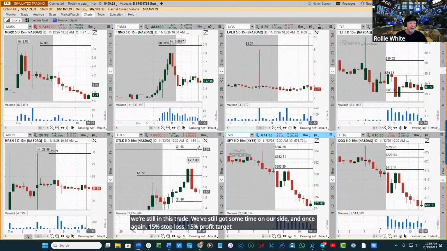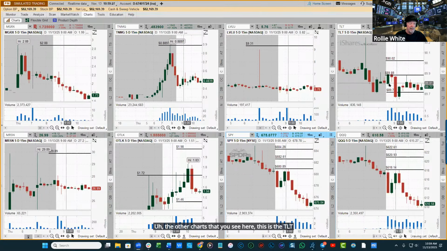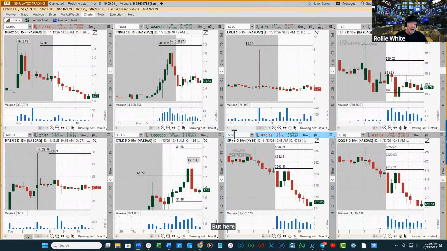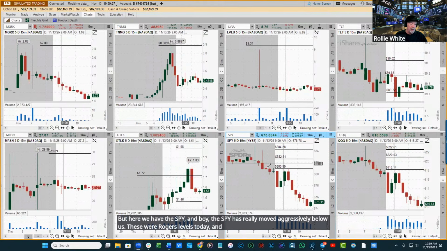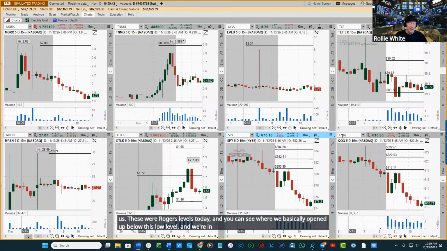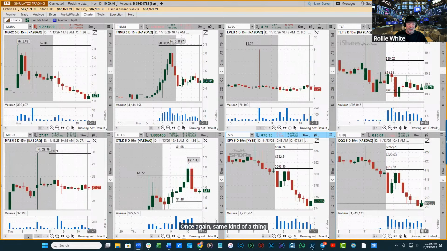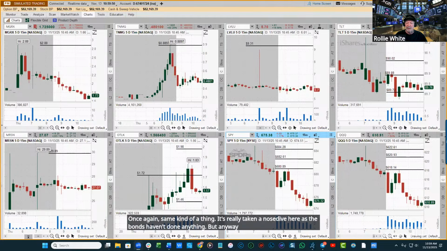We'll see what happens. The other charts that you see here, this is the TLT. We can see it's been chopping sideways, staying in this range. But here we have the SPY, and boy, the SPY has really moved aggressively below us. These were Roger's levels today, and you can see where we basically opened up below this low level, and we're in this area here. The QQQ, once again, the same kind of thing. It's really taken a nosedive here as the bonds haven't done anything. But anyway, let's go back to our normal presentation here.